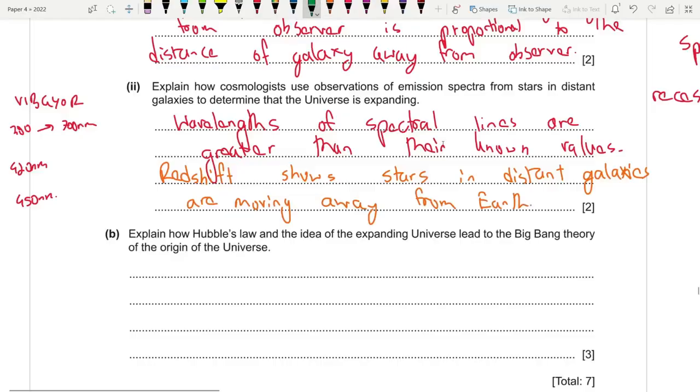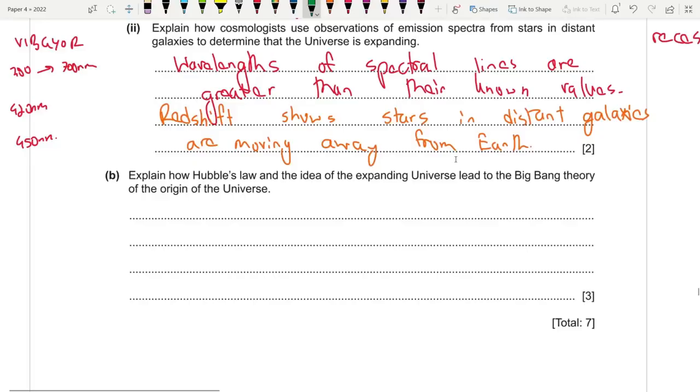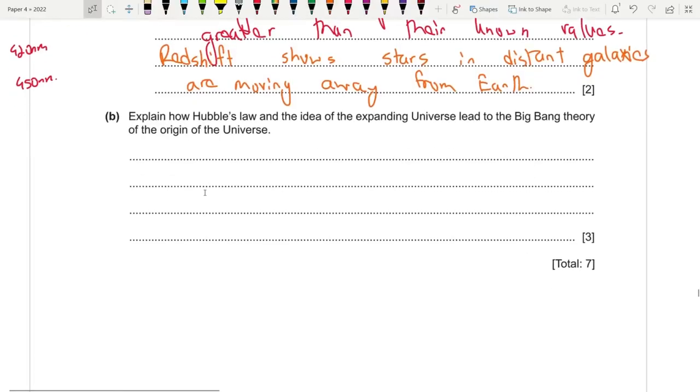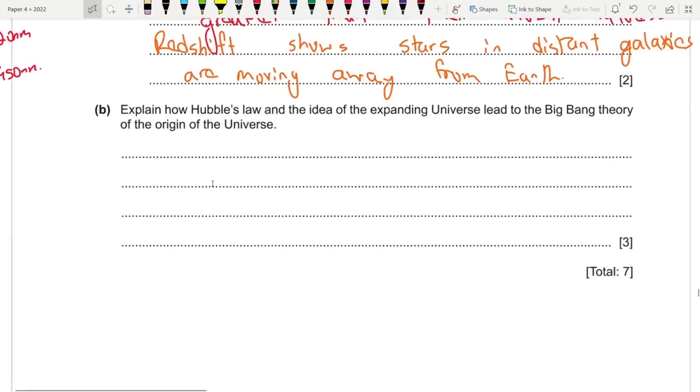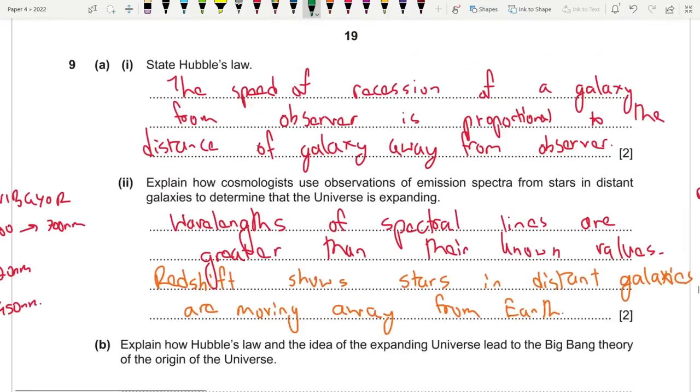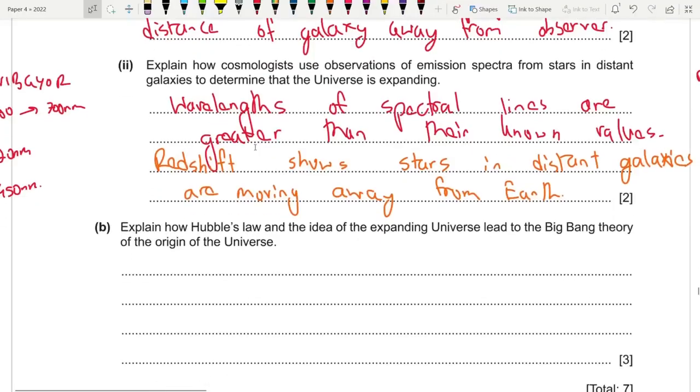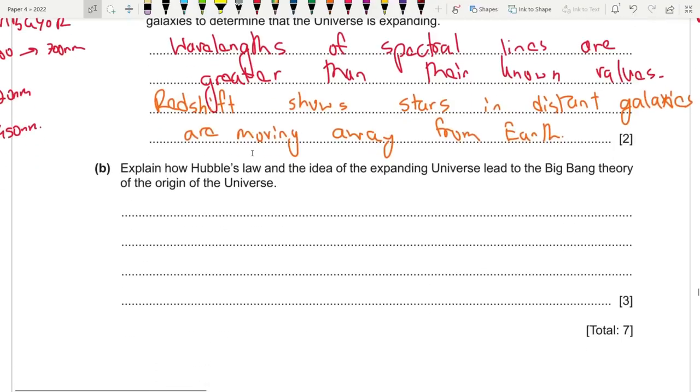So moving on to the next one: explain how Hubble's law and the idea of the expanding universe led to the Big Bang theory of the origin of the universe. All right. So basically, we know that according to Hubble's law, the speed of recession is proportional to the distance from the observer. And since distant objects are moving away faster, what does that indicate? That matter must have been very dense in the past.